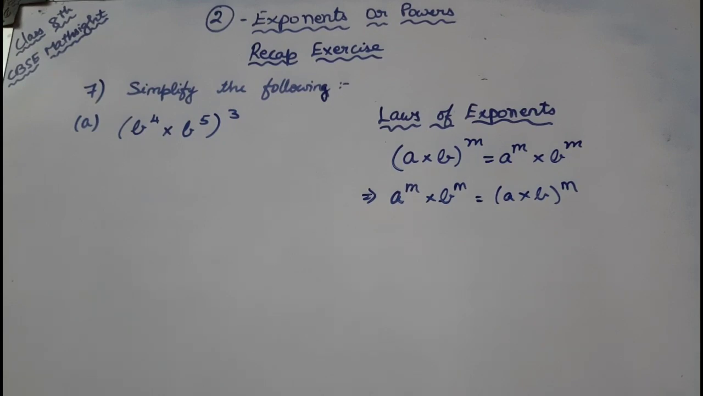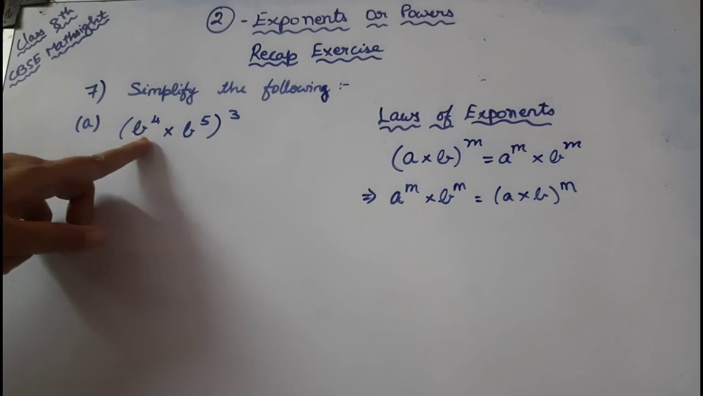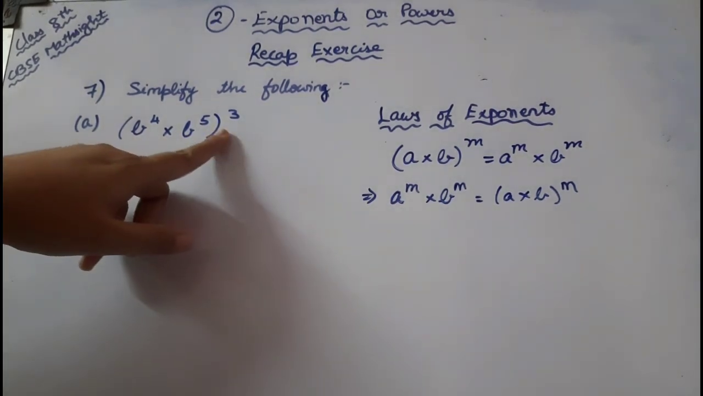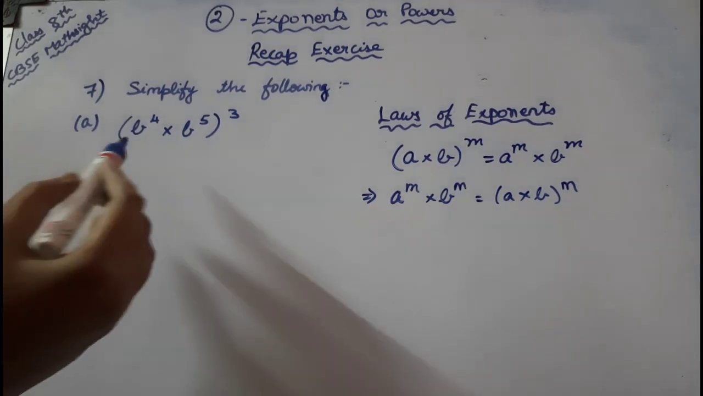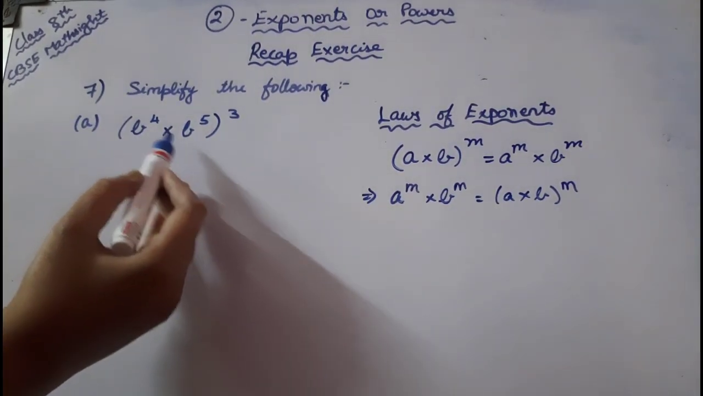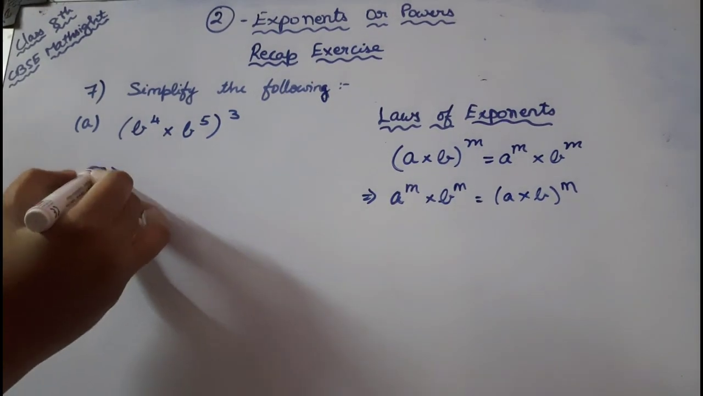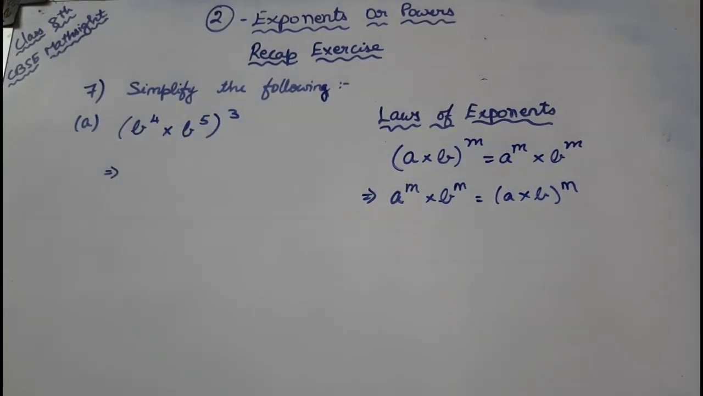Simplify the following. So the sum is b to the power of 4 multiplied by b to the power of 5, whole to the power of cube. So first we can try to multiply the two bases with the same power using this formula, and then we can multiply with the power which is outside.